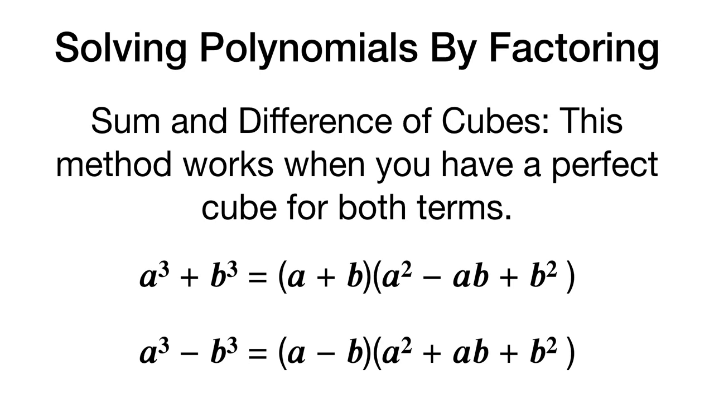Now, you should probably start recognizing some of our basic cube terms. 1 cubed is 1, 2 cubed is 8, 3 cubed is 27, 4 cubed is 64, 5 cubed is 125. Also know that whenever we cube a negative, it is negative.